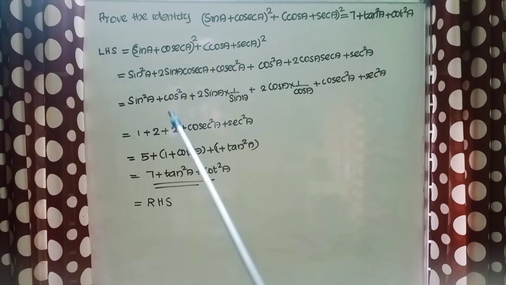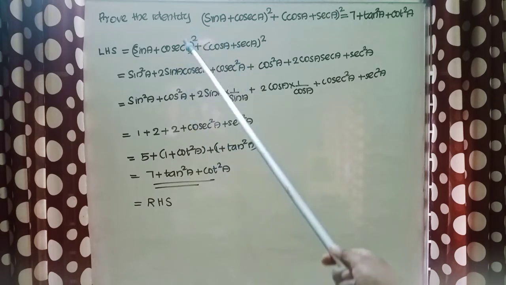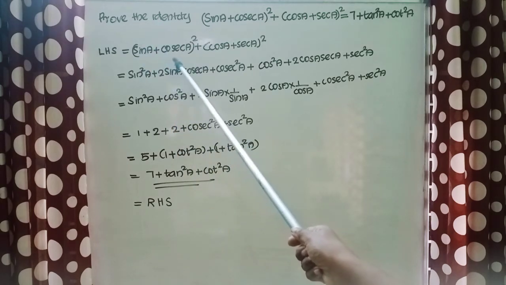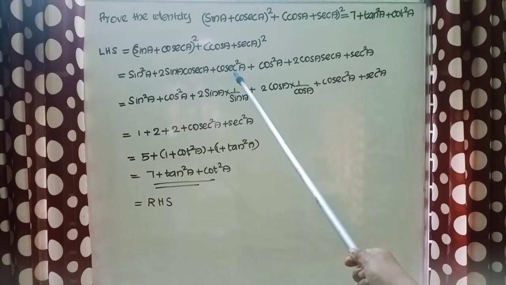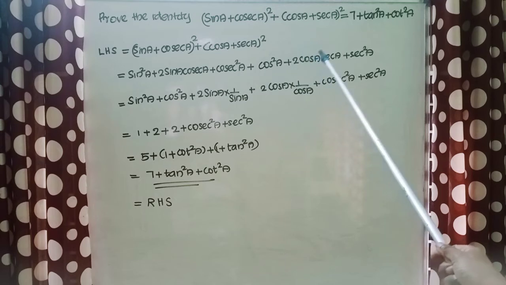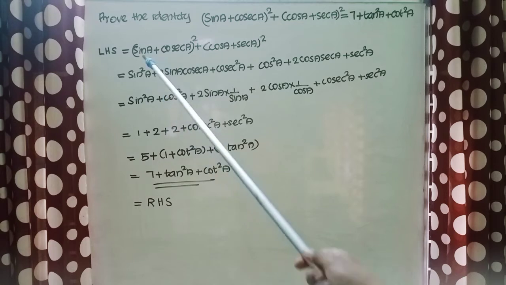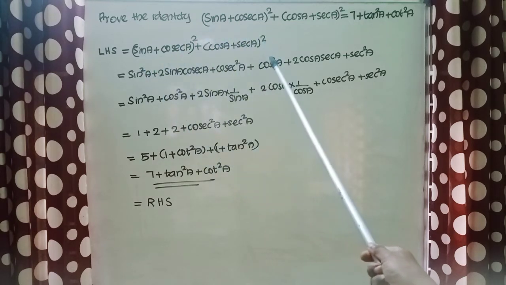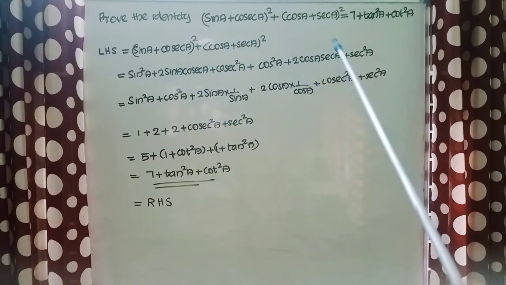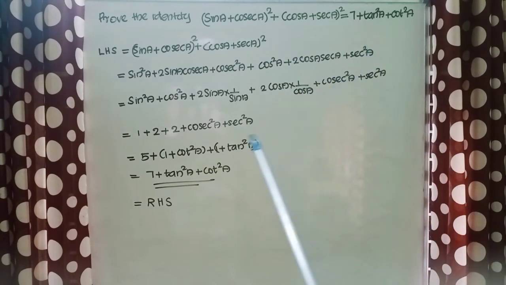equal to A square + 2AB + B square. So let us expand both the terms. We get sin square A + 2 sin A cosec A + cosec square A, plus the next one, cos square A + 2 cos A sec A + sec square A. Now in the next step, let us write this sin square A and cos square A together, then 2 sin A cosec A and 2 cos A sec A, then the other two terms cosec square A and sec square A.